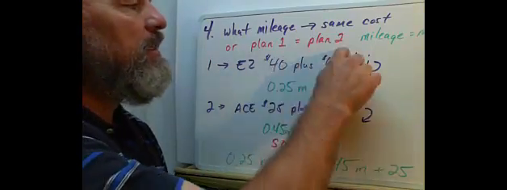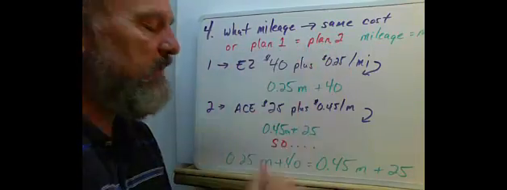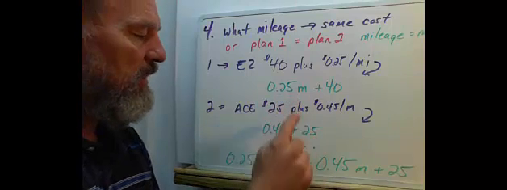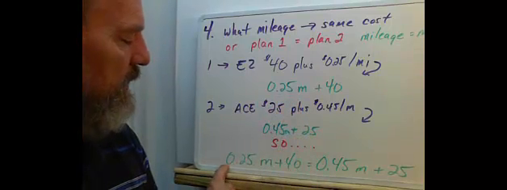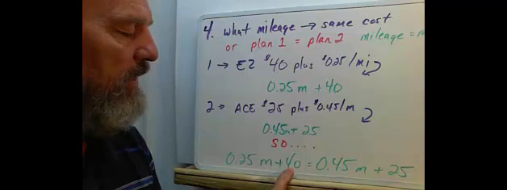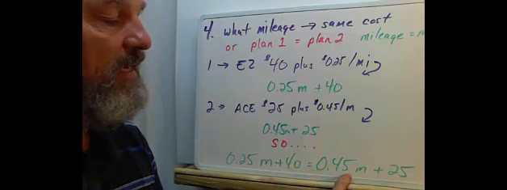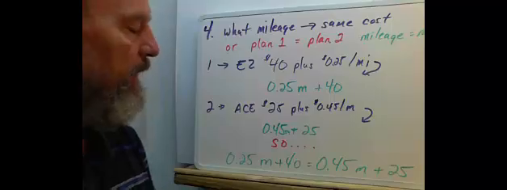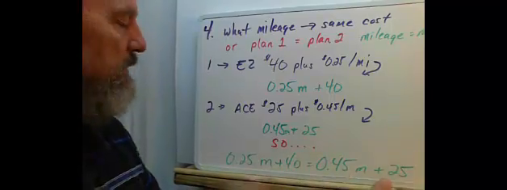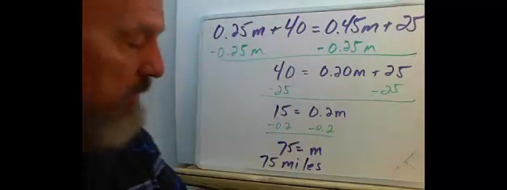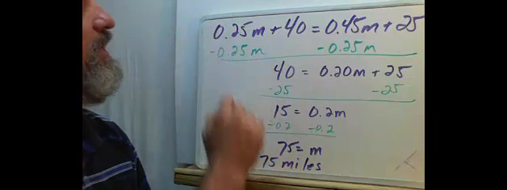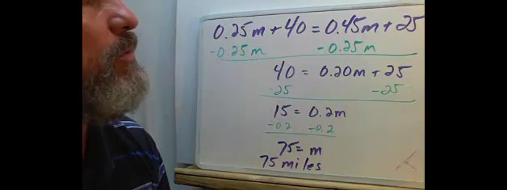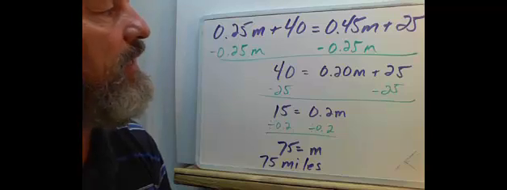And now we've said right in the beginning, these two plans are equal. That's the point we're looking for. So set this equal to this. So we have 0.25 M plus 40 equals 0.45 M plus 25. One plan equal to the other plan. Okay? So now here's our equation again. 25 hundredths M plus 40 equals 45 hundredths M plus 25.